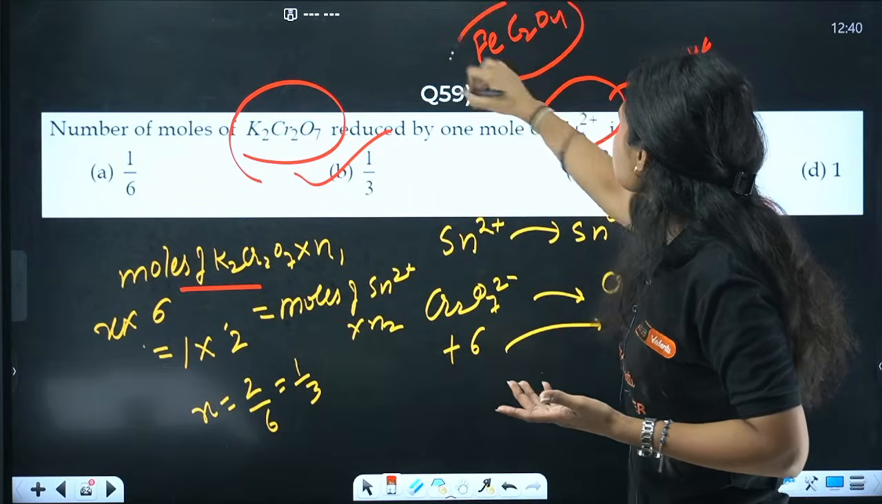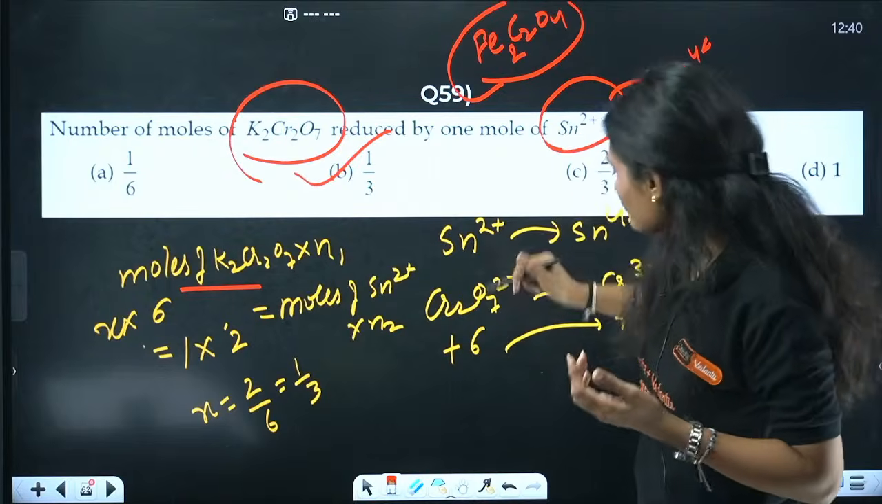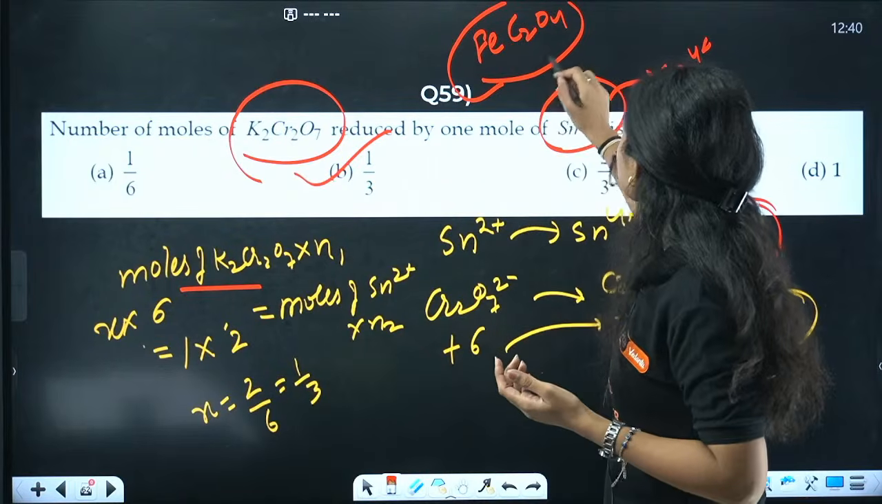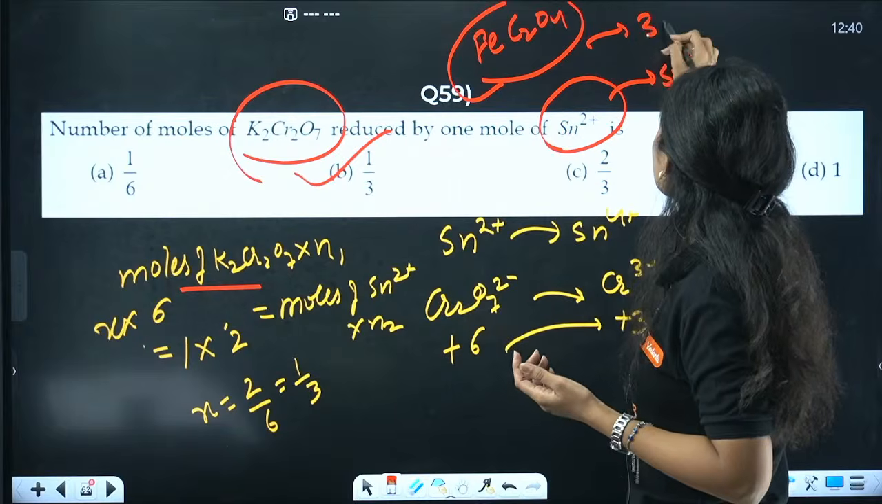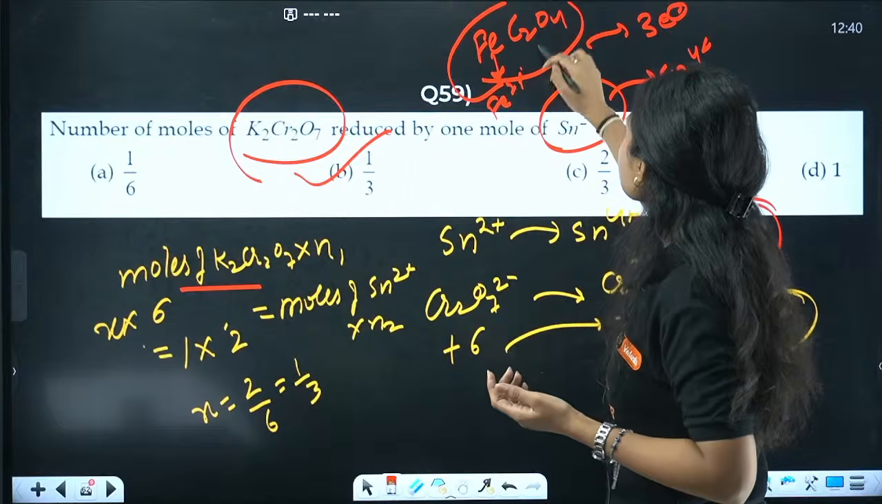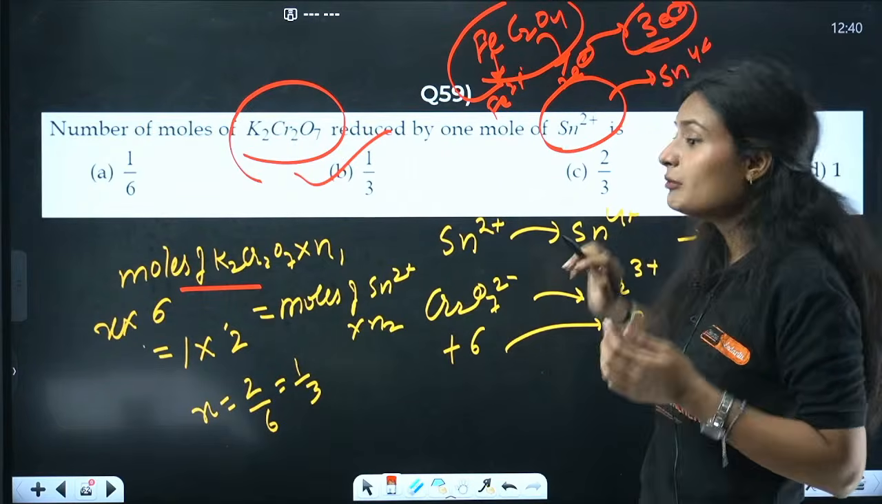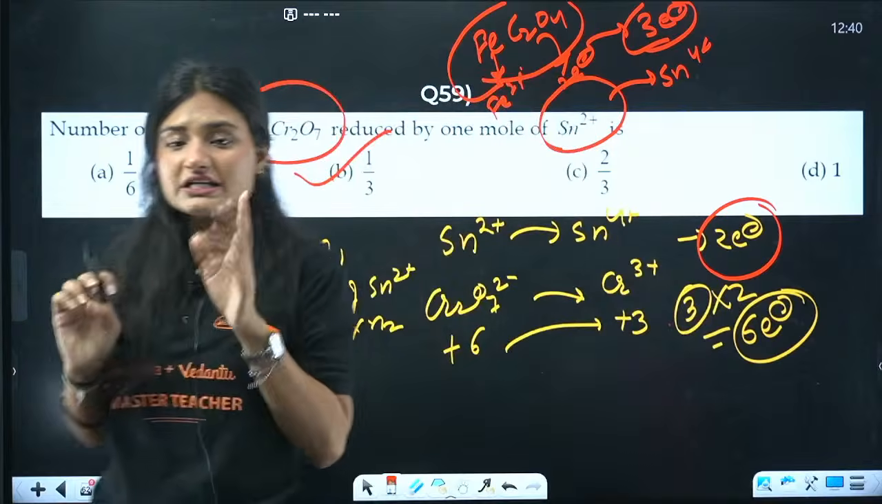We are given ferrous oxalate, FeC2O4. In the case of ferrous oxalate, you will get 3 electrons: one from Fe2+, and 2 electrons from the oxalate, C2O4. So 3 electrons are involved. Remember the number of electron contribution, that is very important.